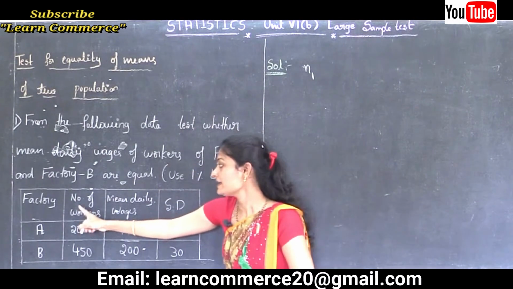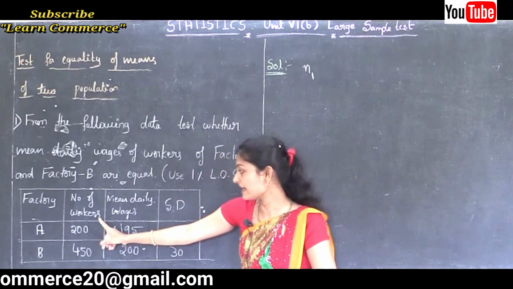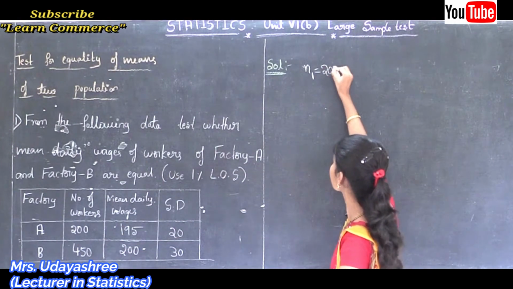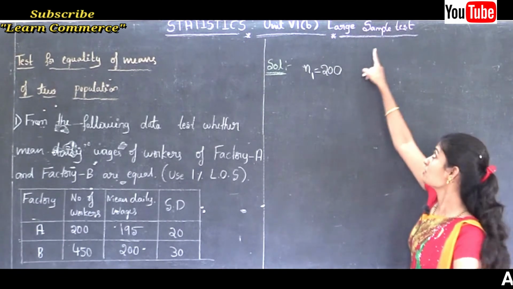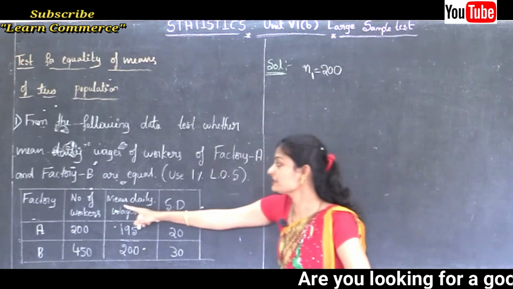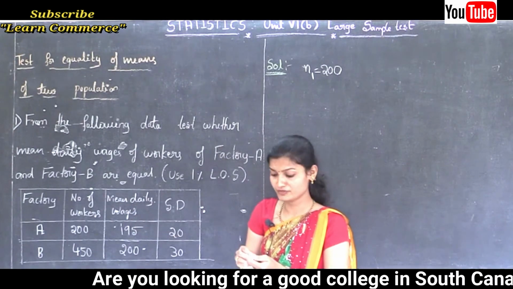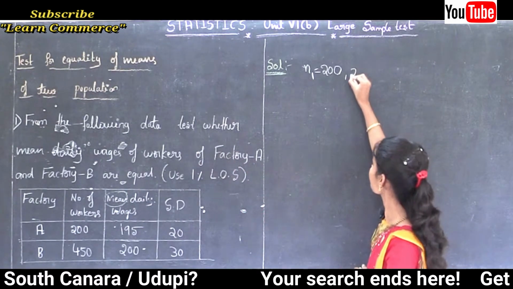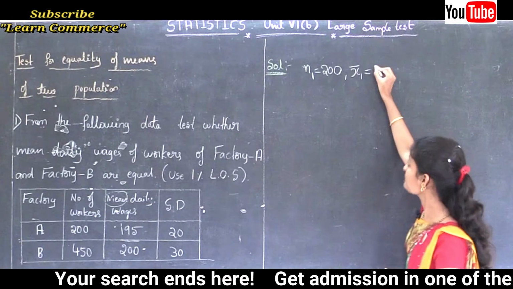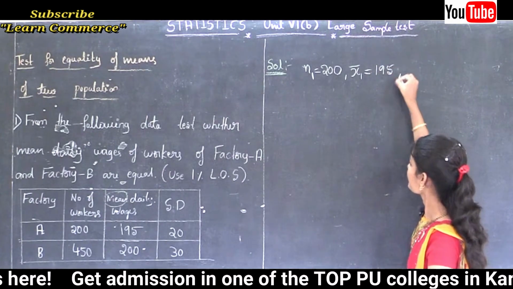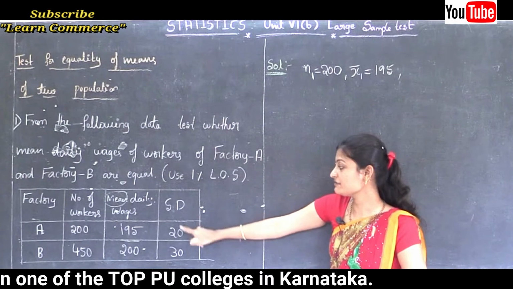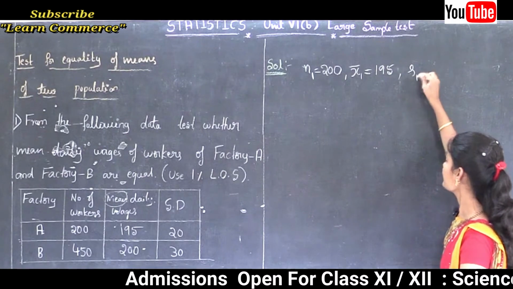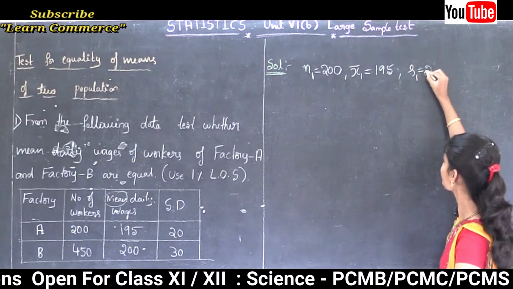Let's see the first set of sample observations. In factory A, the number of workers, that is the sample size, is 200, so n1 is equal to 200. Here 200 is more than 30, so this is a large sample test. In factory A, the mean daily wages, the sample mean, is denoted by x bar 1, and the given value is 195. Then the sample standard deviation is denoted by small letter s. This is the first set, so I will write s1, and s1 is equal to 20.